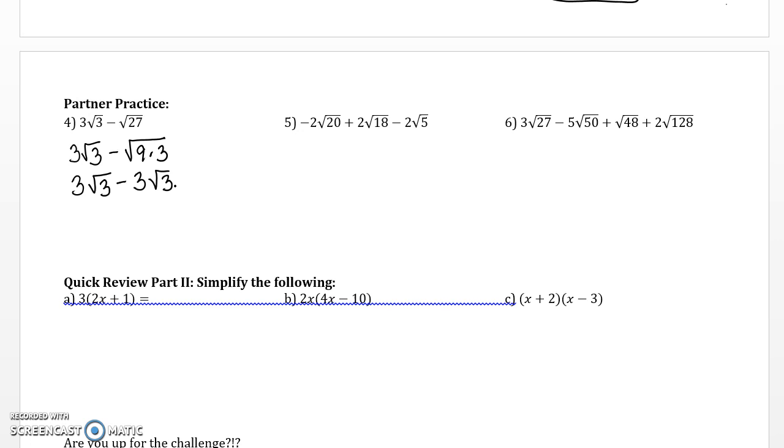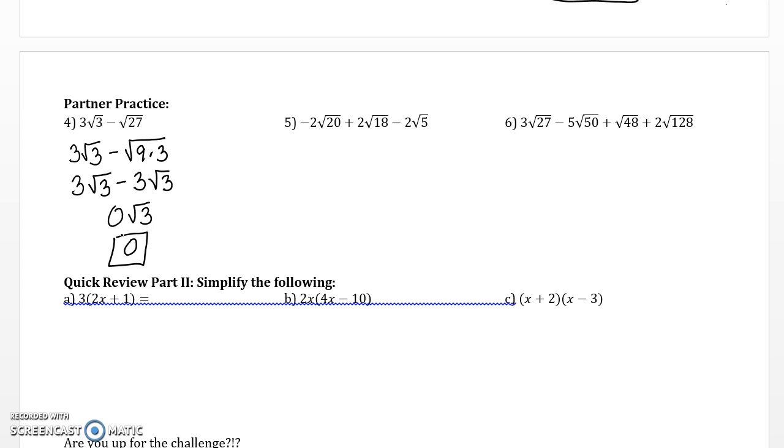And now look at my terms. I have a 3 square root of 3, and I want to subtract another 3 square root of 3. So subtracting the outside numbers, 3 minus 3 would give me 0 square root of 3. But we know when we multiply anything by 0, 0 times anything will always result in a 0.